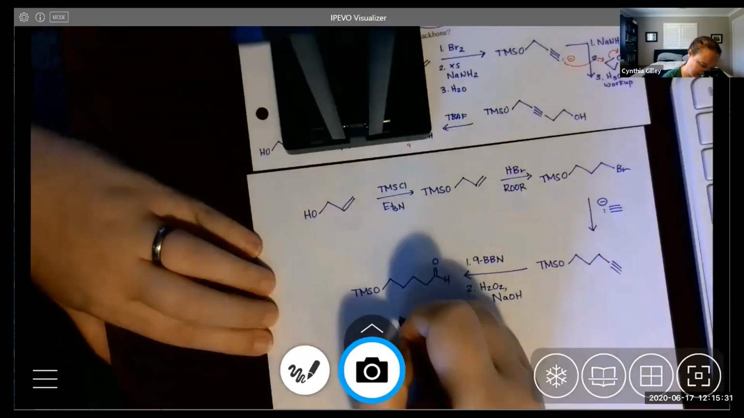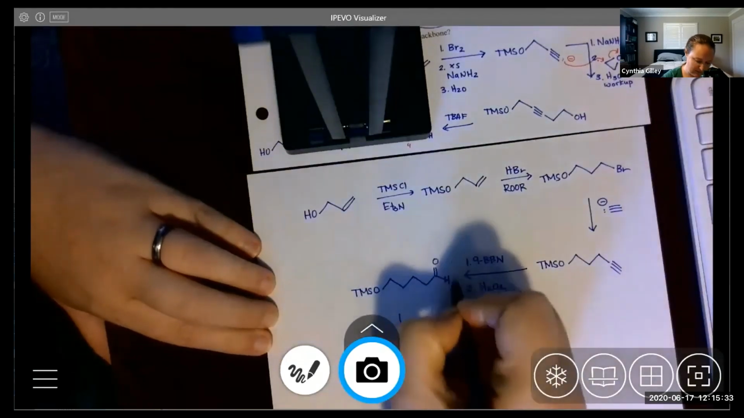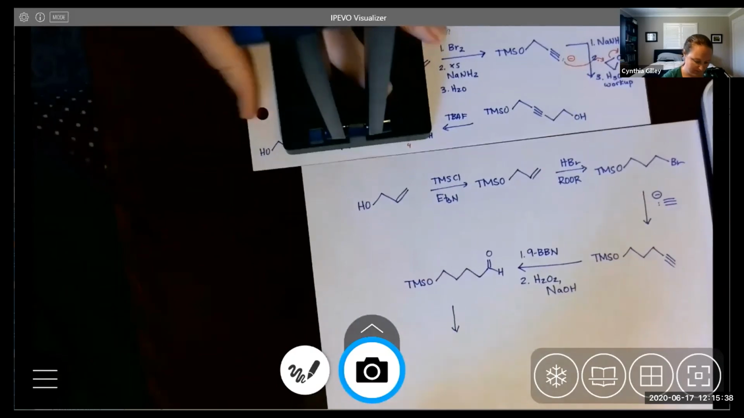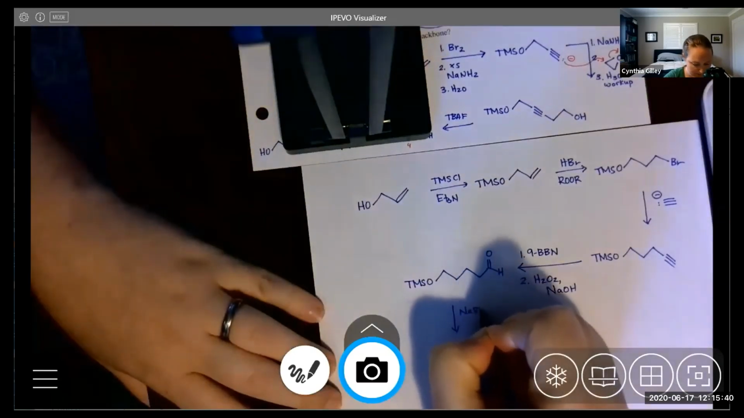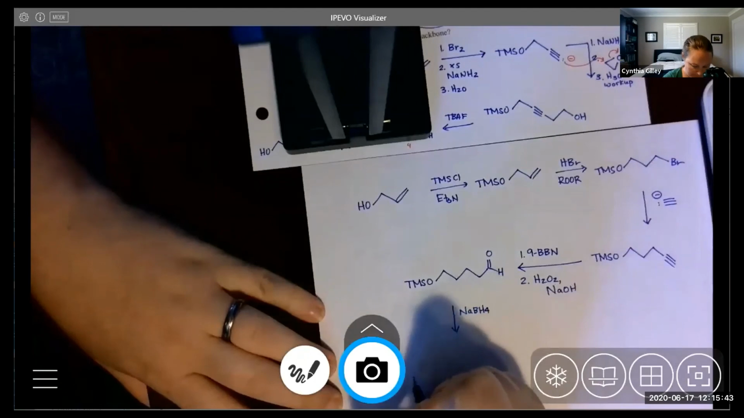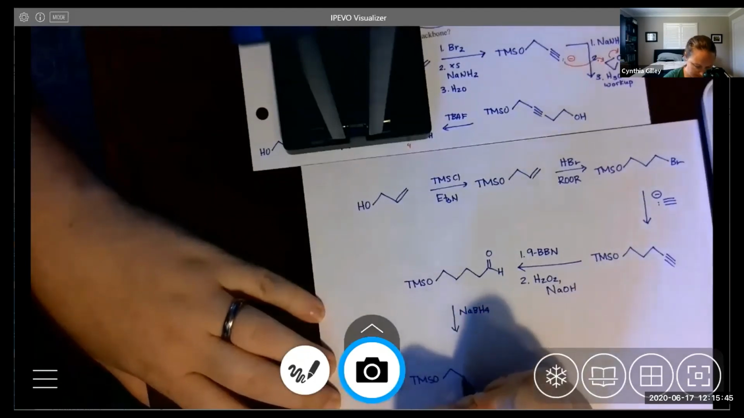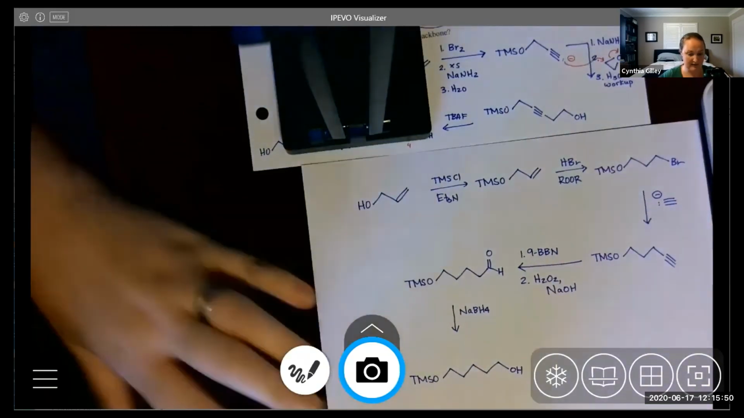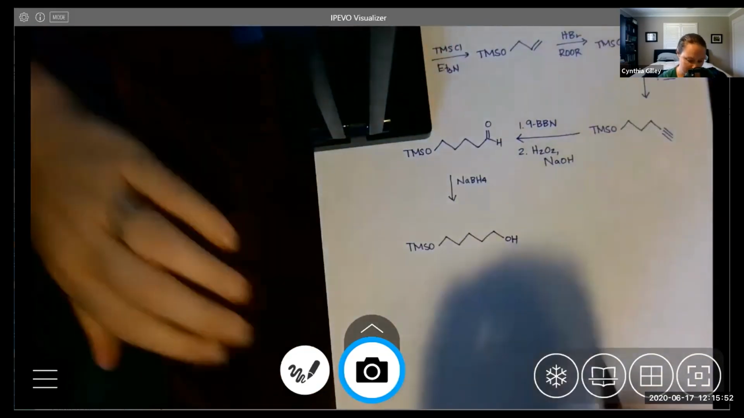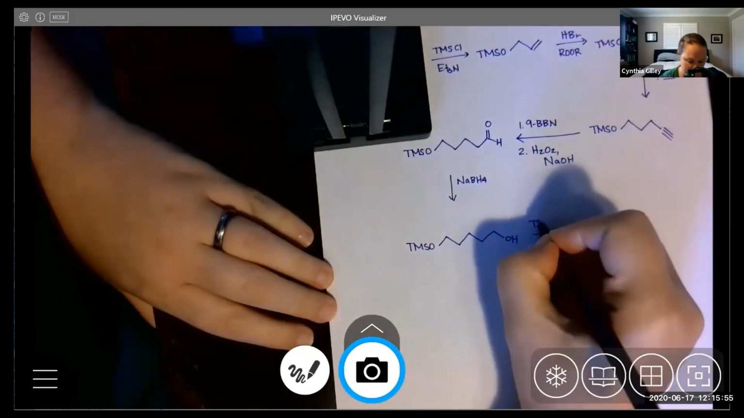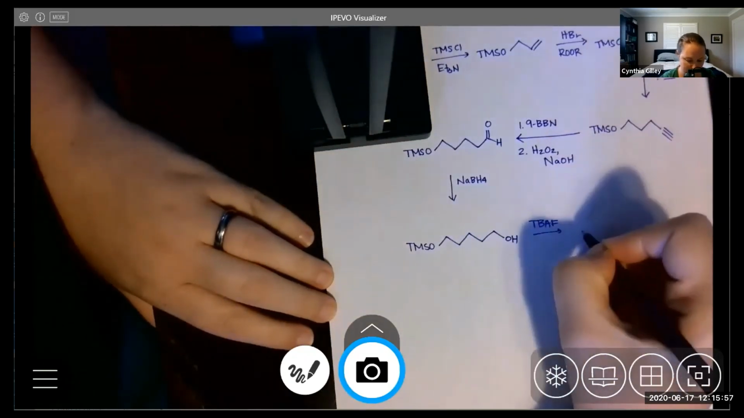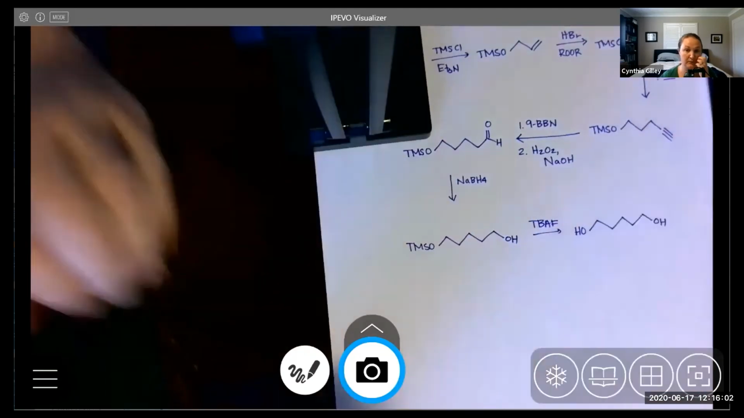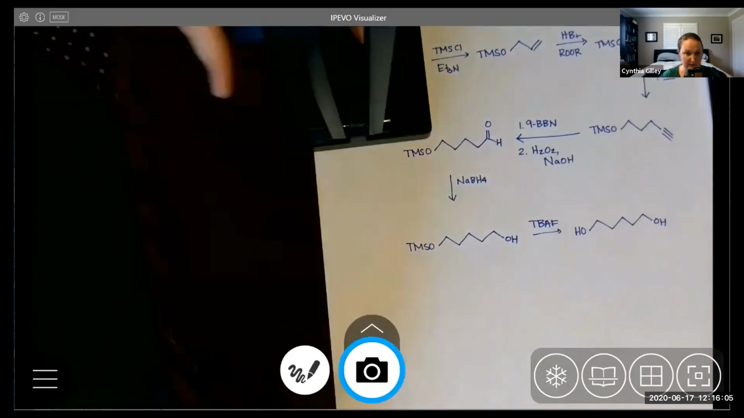So from here, you might remember that you can reduce an aldehyde to an alcohol using LAH or sodium borohydride. I'll use sodium borohydride because it's easier to work with than LAH. And then I just have to remove the TMS group. So TBAF or H3O plus. Okay, that's option number 2.